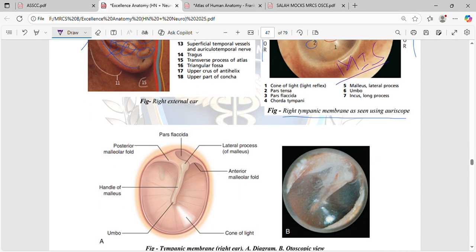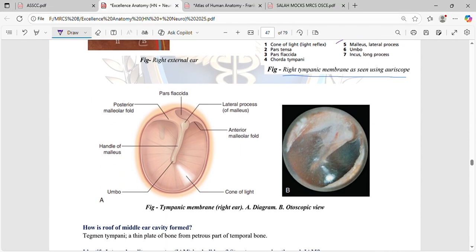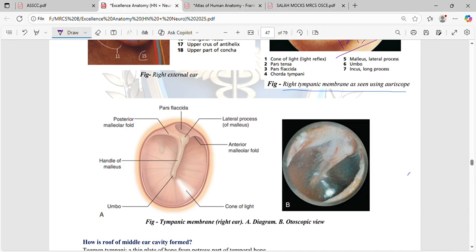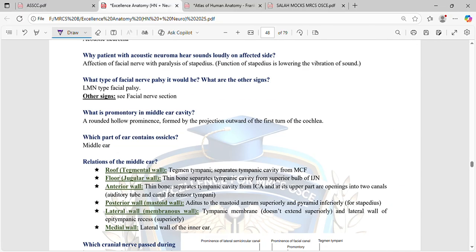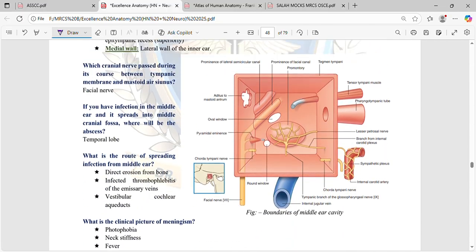So this is the otoscopic view. Here you can see the hand-drawn picture. This is the umbo. This is the handle of the malleus. Here you can also see the handle of the malleus, and where has it gone?